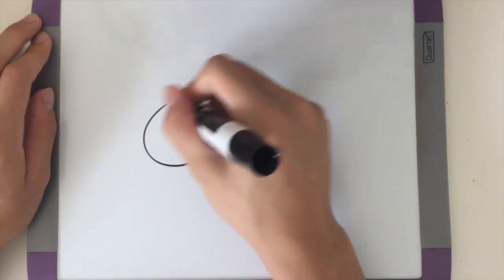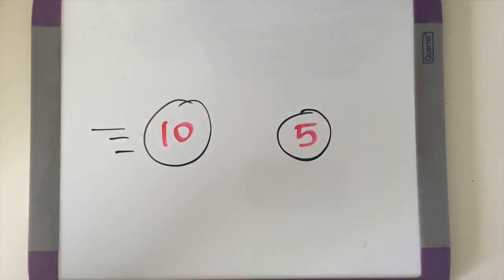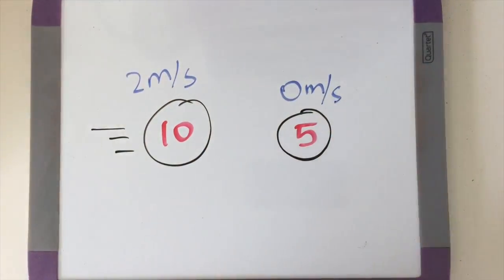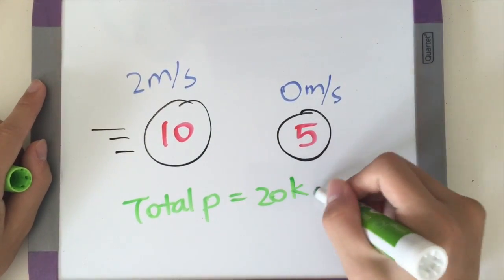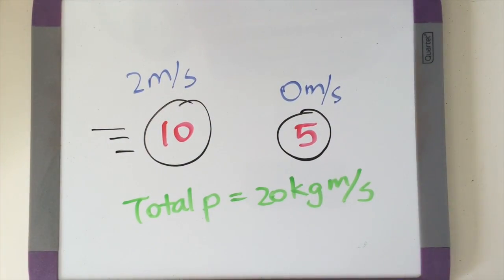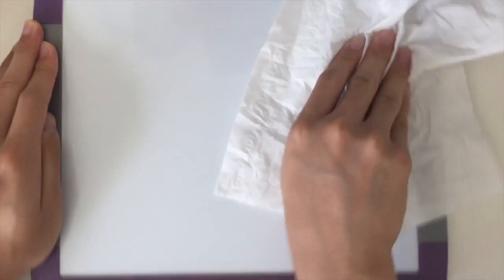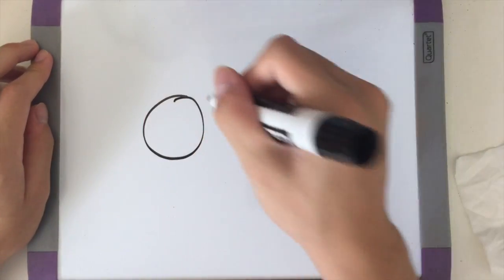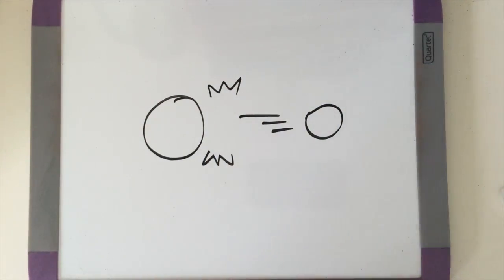For another example, let's say there are two balls. One ball is 10 kilograms, and the other is 5 kilograms. The bigger ball is moving at 2 meters per second, while the smaller ball is at rest, which is 0 meters per second. The total momentum is 20 kilograms meters per second, because the bigger ball's momentum is 10 times 2, 20 kilograms meters per second, plus the smaller ball's momentum, which is 0 times 5, 0 kilograms meters per second. And let's say the bigger ball hits the smaller ball, and the bigger ball comes to a complete stop.